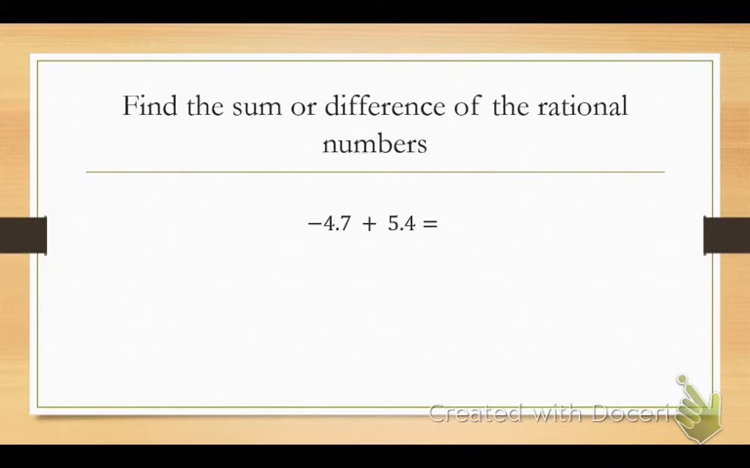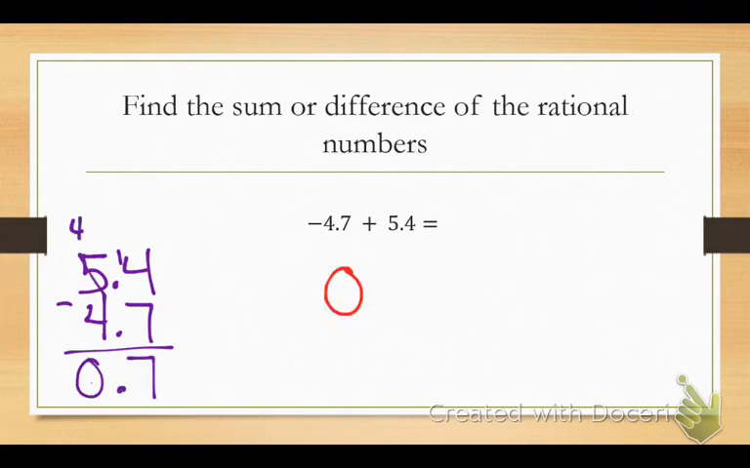Which number would I put on top? 5.4 minus 4.7 gives me 0.7. And is my answer positive or negative? Positive. It is positive because 5.4 is bigger. If it was the same sign, I would have added them and kept the common sign. So I still follow my same rules for adding and subtracting decimals.